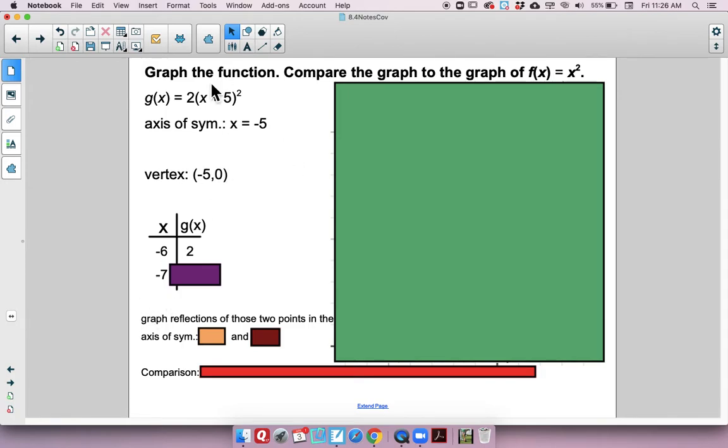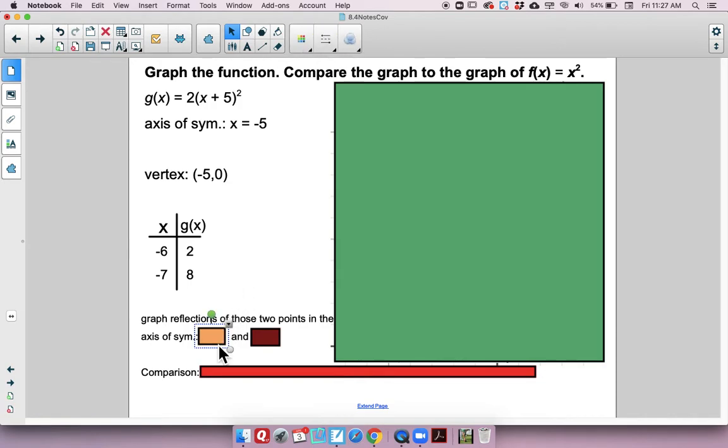Okay, so let's plug -7 in. -7 plus 5 would be -2. -2 squared is 4. 4 times 2 is 8. So we have those 2 points. Go ahead and plot those 2 points and then reflect those across the axis of symmetry. Let's see if you can get that right.